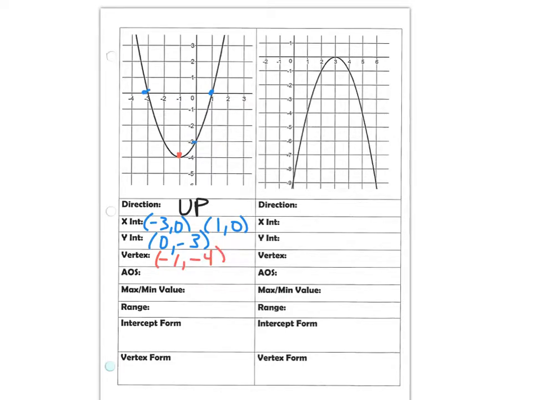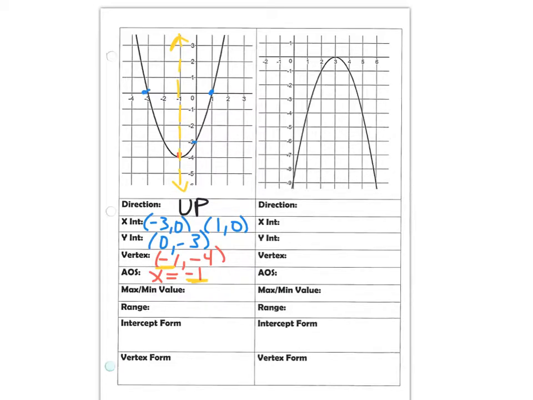And then AOS stands for Axis of Symmetry. And in this unit, it's going to be x equals the x value of the vertex. So the x value of the vertex is -1. So my axis of symmetry is the line that cuts through my parabola. It cuts it in half. Okay, I have to have the x equals because the axis of symmetry is a line.